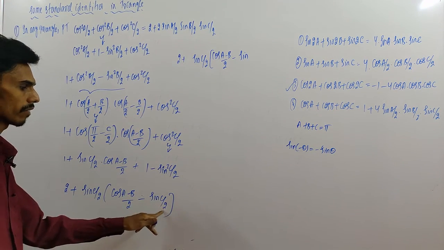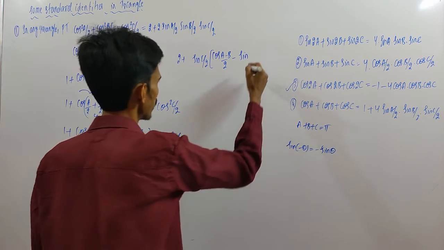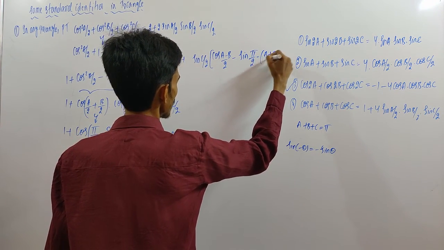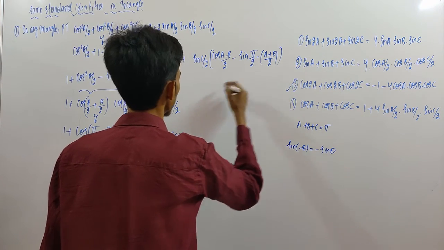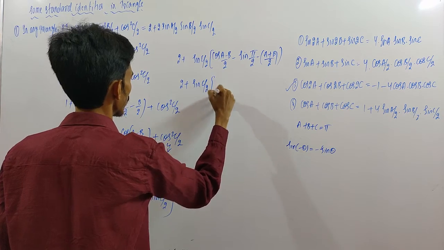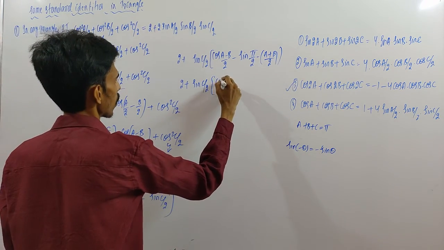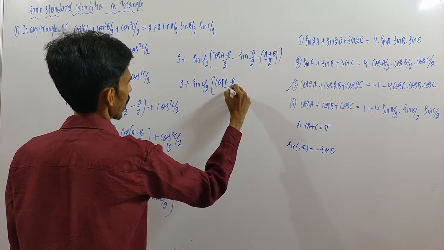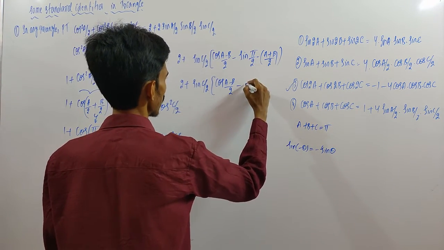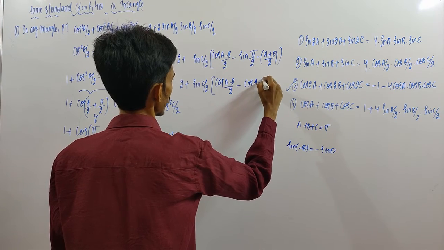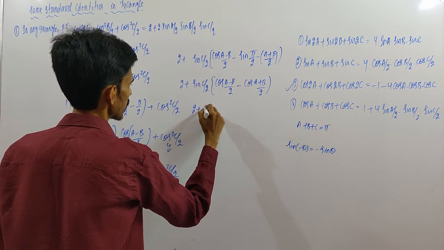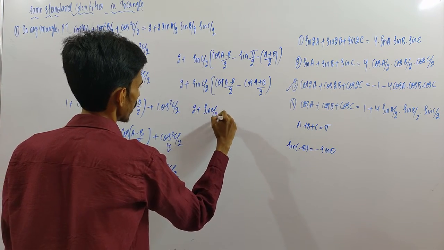Here we have A, B, here we have C. So remove this C in terms of A, B. We have pi by 2 minus A plus B by 2. So it will become 2 plus sin C by 2 into, we have cos, sin 90 minus theta is cos theta. So it will become cos A plus B by 2. That will become 2 plus sin C by 2.